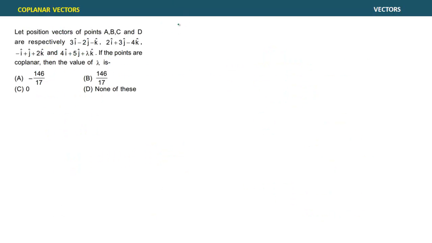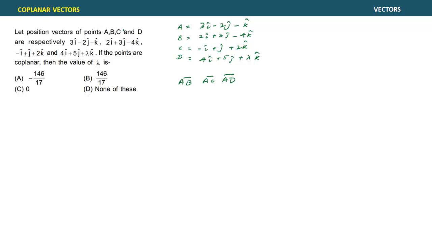Okay, so let's take the question. It says position vectors of 4 points. So A is given, B is given to you, C is given to you, and these are the 4 points. So how many lines can we draw? Three lines from these 4 points, that is AB, AC and AD. And if these three lines are coplanar, then obviously these 4 points will be coplanar. Okay, so these are the points which are given.